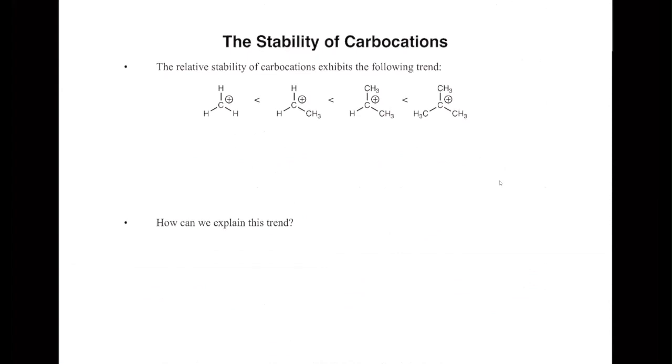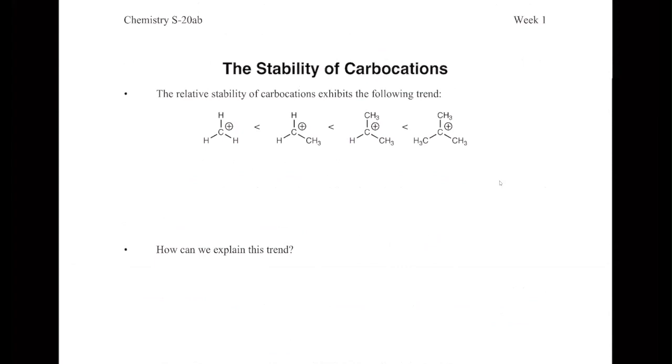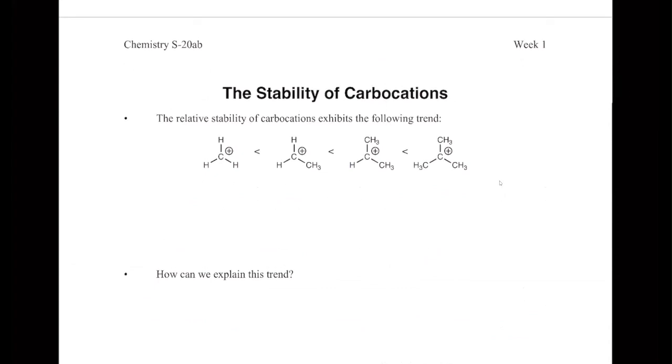So why is the carbocation connected to more carbons more stable than the one connected to hydrogen? It's a similar idea to why ethanol is less acidic than water. The thing is, carbon is more electron donating than hydrogen, so the more carbons connected to the carbocation, the more it is going to stabilize it. Does that make sense?